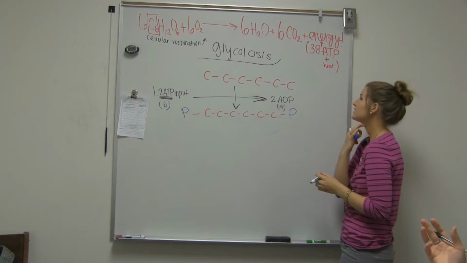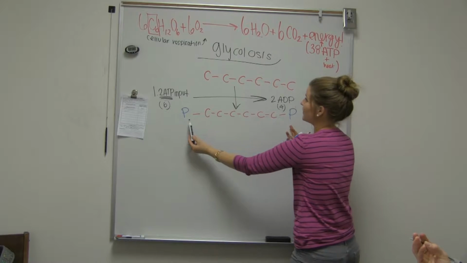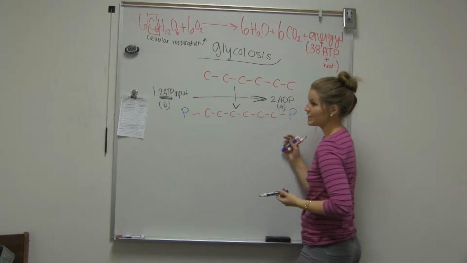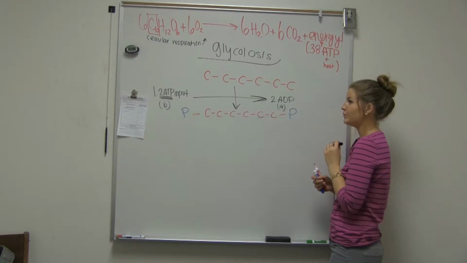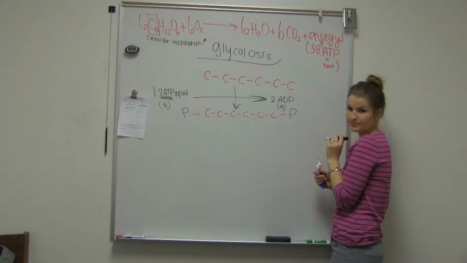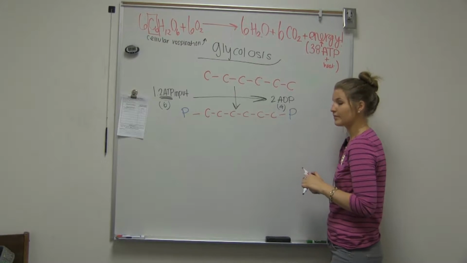We went from 6 carbons to 6 carbons, and we attached 2 phosphates, because we inputted 2 ATP, which made 2 ADP. So it's glucose 6-phosphate. Okay, next one. Keep going.